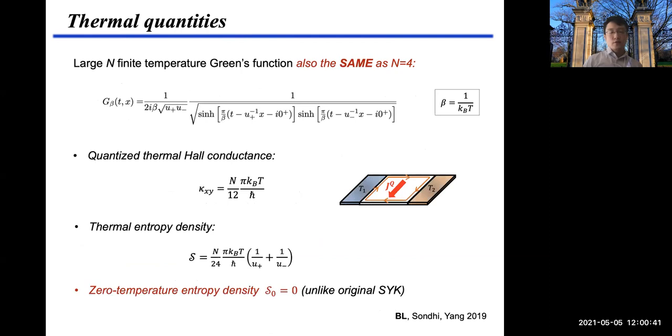One thing we could verify first is that the thermal Hall conductance is still quantized at the expected value. This is not that surprising, but it shows that this quantized topological number is robust against the chaos. The thermal entropy density can also be calculated. This is another difference from the original SYK model. This entropy actually vanishes at 0 temperature, unlike the SYK model, which has a 0 temperature entropy.